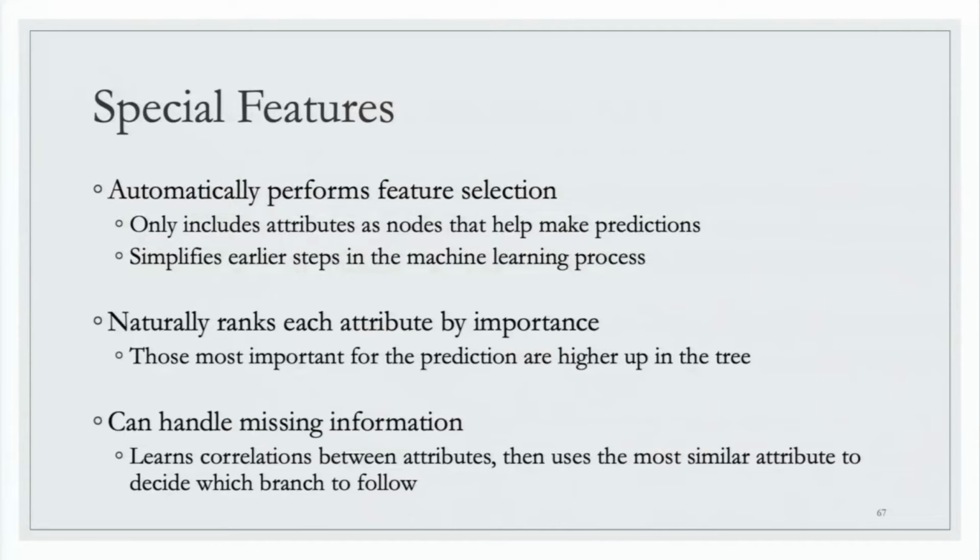And lastly, it can handle missing information. So we can do it the way that I just mentioned, where if it hits a node and it can't go on, it uses that node's prediction. What turns out is that decision trees, especially CART, actually leverage correlations between attributes so that if an attribute is missing its value, you can instead use the ones that are most correlated with it.